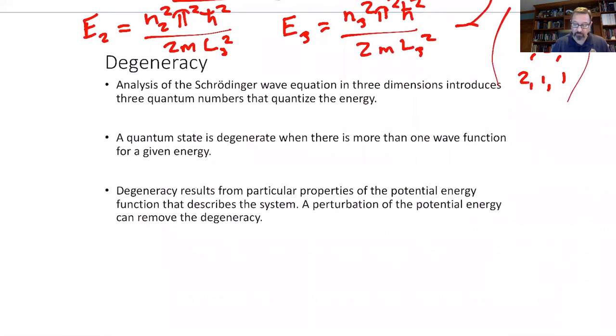A quantum state is degenerate when there is more than one wave function for a given energy. In this case, there are three different wave functions: the one where the quantum numbers are 1, 1, 2, the one where it's 1, 2, 1, and the one where it's 2, 1, 1. All three of those states are different, and we'll graph some of the differences in a second, but they all have the same energy. We say the state is degenerate.